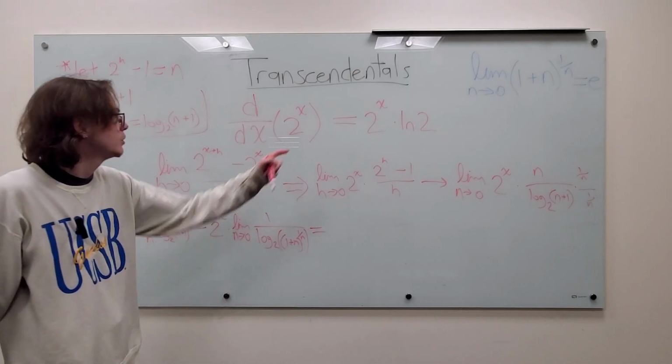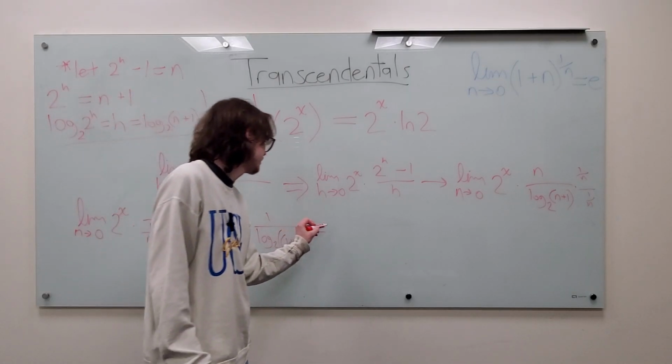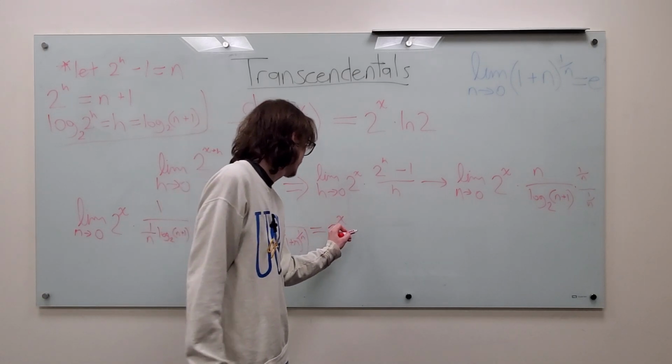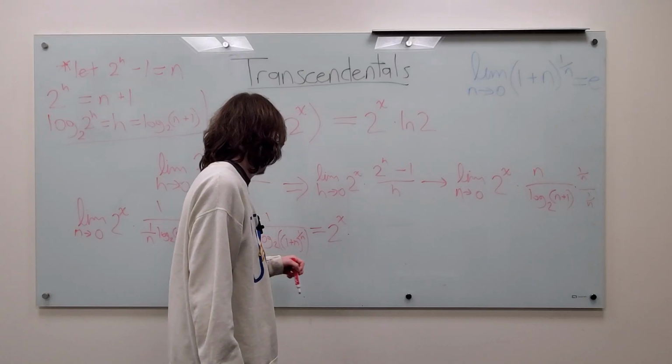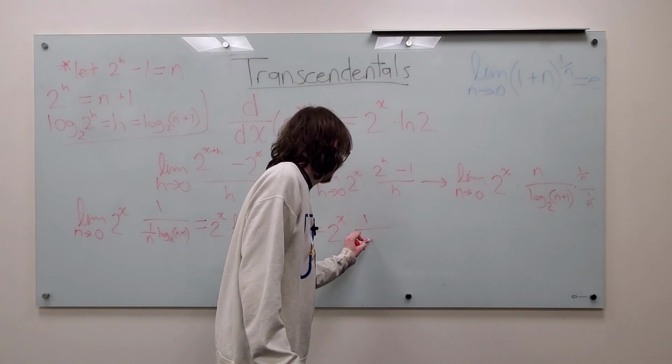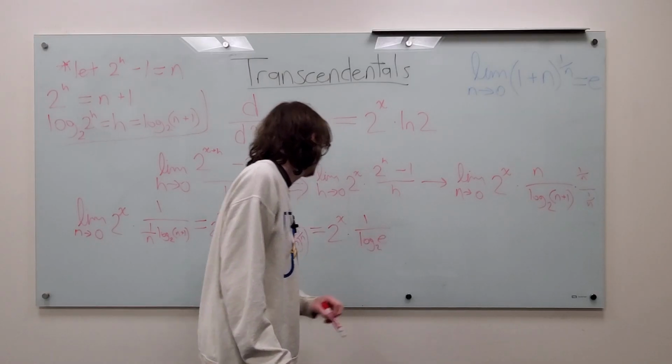Well, we're certainly getting closer to our answer. Let's go ahead and see here. We've got 2 to the x times, we have gotten rid of our limit, so it's going to be 1 over log base 2 of e.